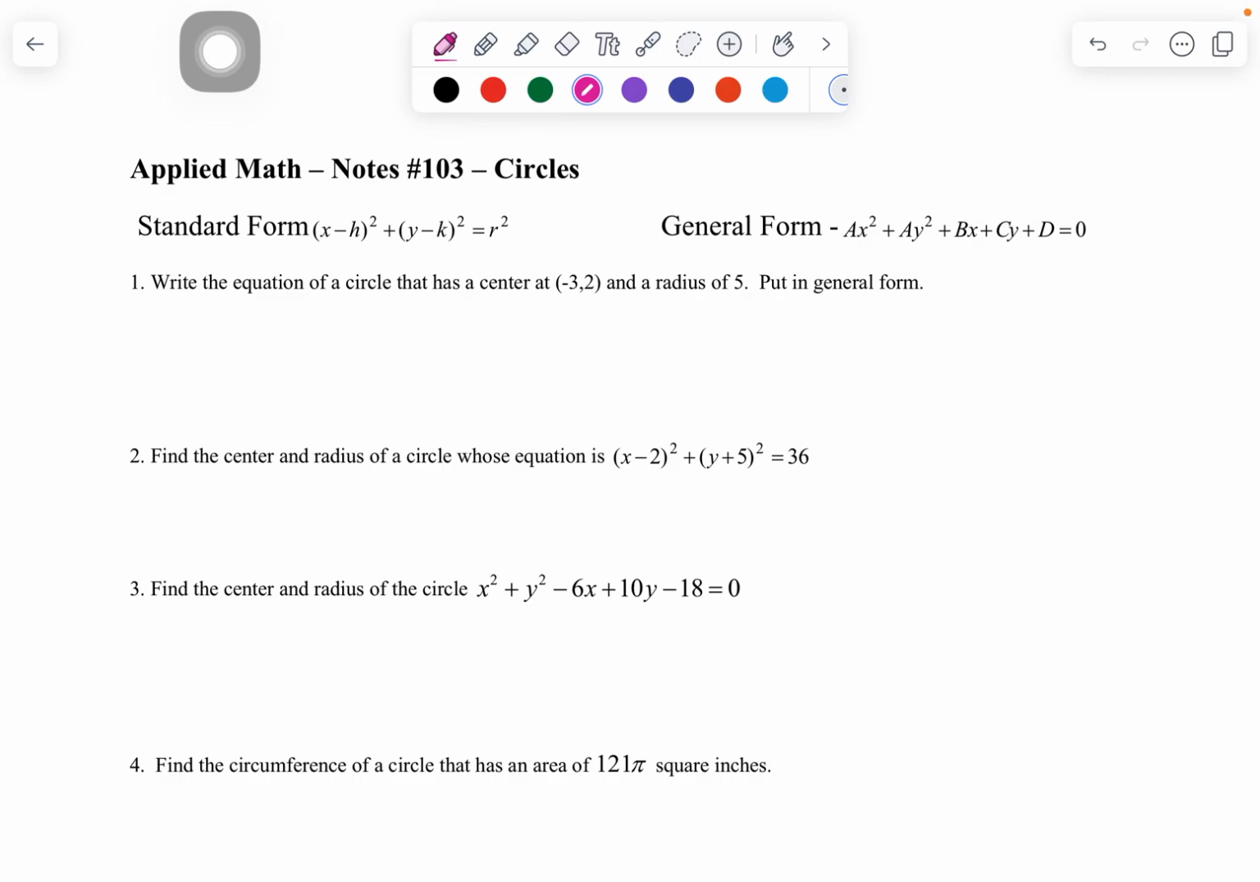All right, this is going to be a video for Notes 103. It might be the first video. It might be the entire video. I'm going to see how long this takes. If it starts getting too long, I'll go ahead and break the video up. We're going to keep talking about circles here.